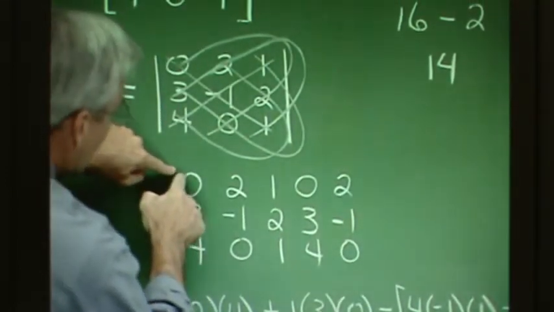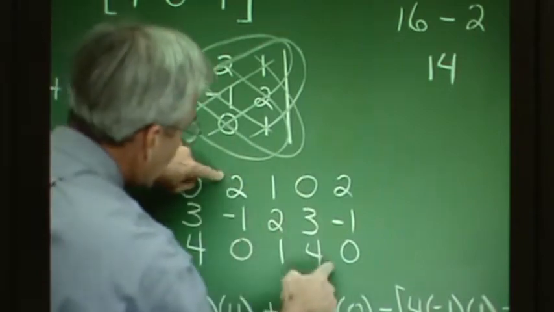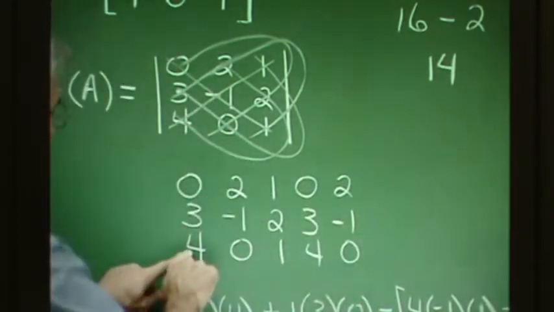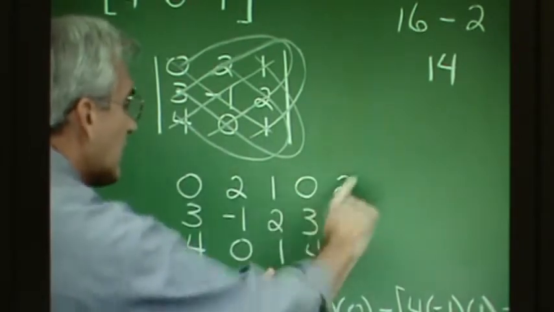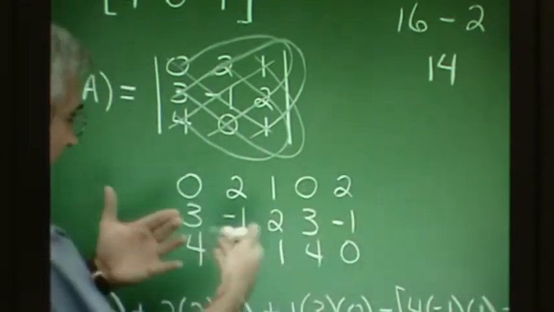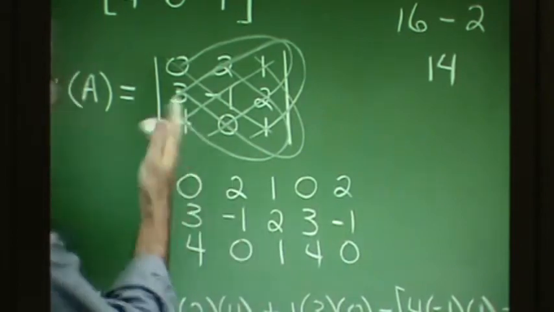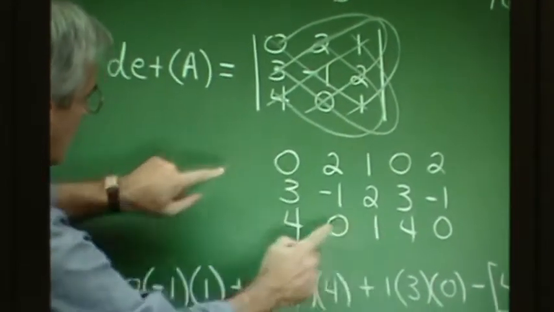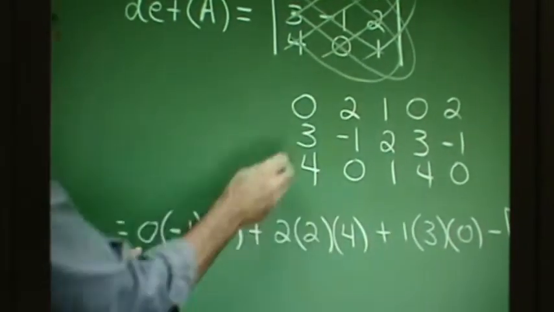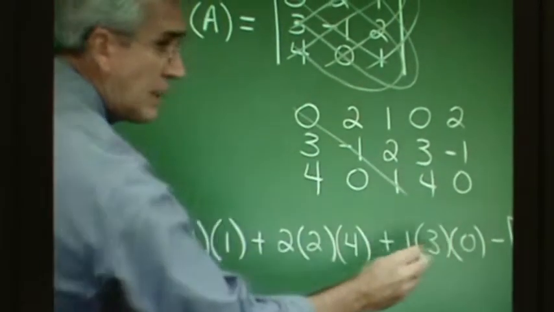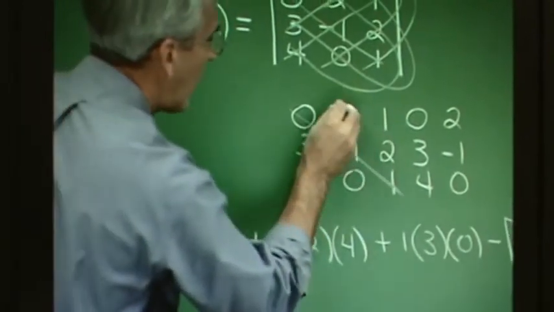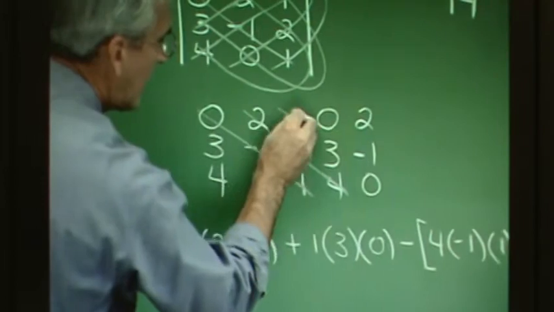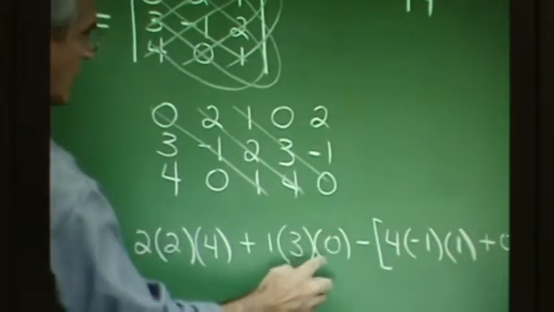It's the product of these 3 items and these 3 items and these 3 items, and then we want to subtract the product of those 3, those 3, those 3. So we would write the entries down like this. We would say, okay, this determinant is found by taking the product along this diagonal. That's 0 times negative 1 times 1. That's these items, you see. And then we want to add the product of those items, 2 times 4, and then add the product of those items, 1 times 3 times 0.